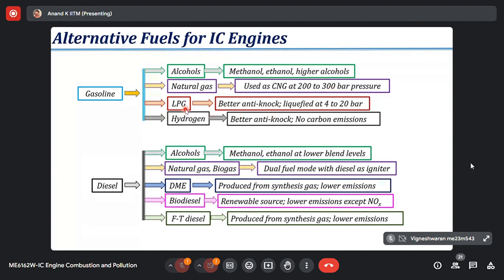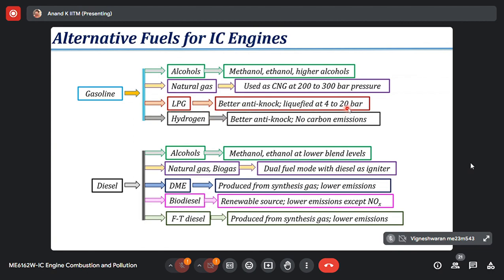LPG is liquefied petroleum gas. It's extensively used for cooking. The primary target application for LPG is domestic cooking, but we can also use it in engines. LPG is used because it is a better anti-knock, high octane fuel. I will talk about the composition next. Compared to natural gas, you need a lower pressure to store it, only 4 bar to 20 bar. If you compress it, it will liquefy and be stored in a liquefied condition. That's why it's called liquefied petroleum gas.